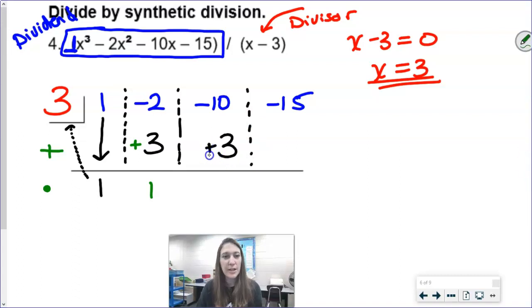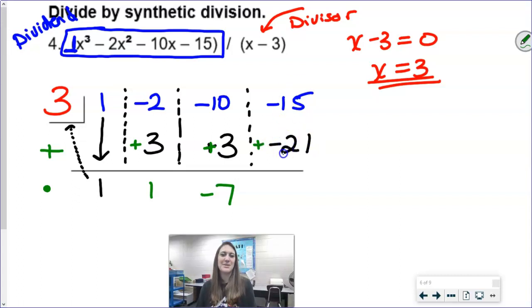Oops, I meant to put that in green. And then we add that column together, and we get a -7. And then you do it all over again. So -7 times 3 is -21. And if you were to add this column together, maybe on a calculator, negative 15 plus negative 21 gives us negative 36. So that's all the math you have to do.